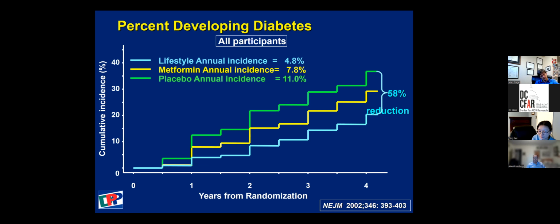And there's gestational diabetes. If you had prior gestational diabetes, you benefit more. And if you don't, you still benefit. See, 51 versus 14%.